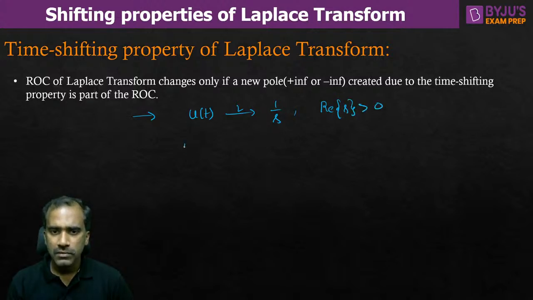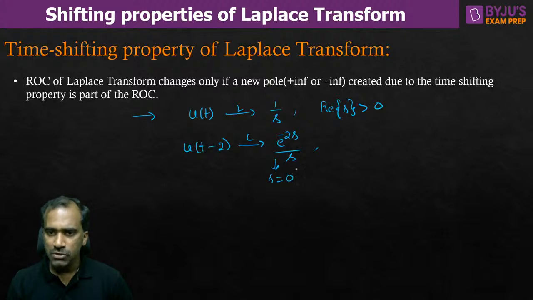Okay, now u of t minus 2, let me do. The Laplace transform is e power minus 2s divided by s. So the new pole created here is s equal to minus infinity; s equal to 0 is already a pole. Is the new pole that is created due to the time shifting property part of the ROC? Is it part of this ROC? No, right? So this new pole should not be part of the ROC.